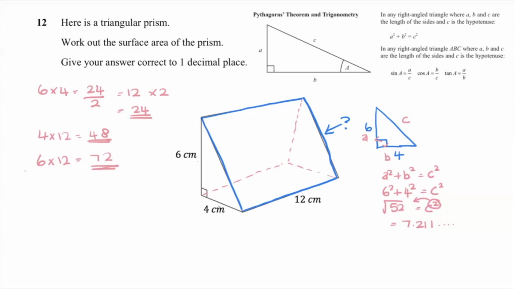Now, try not to round. It's tempting. It's already sitting on your calculator. So leave it sitting there and just hit the times button, and then you will not lose any accuracy. And we're getting 86.533 and on it goes.